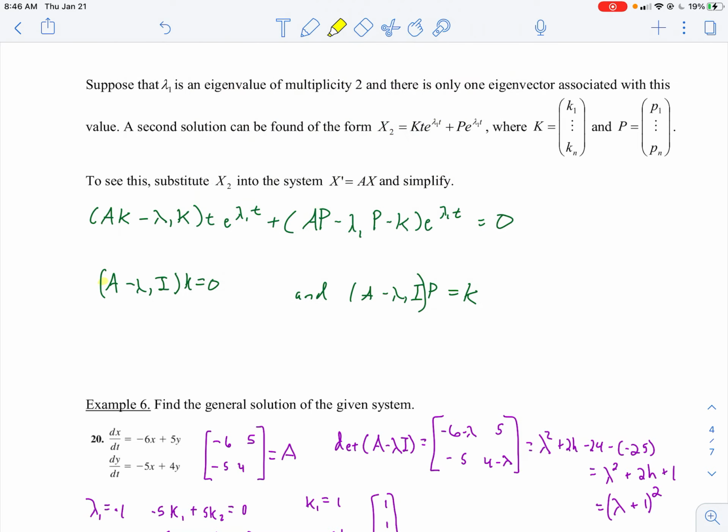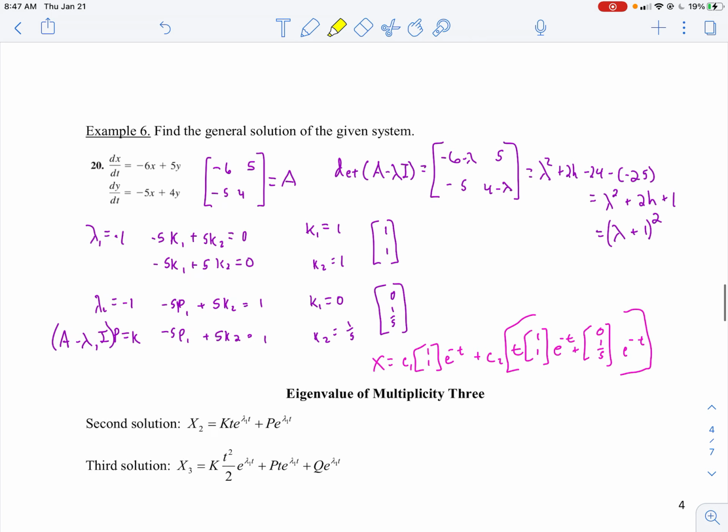You have A minus lambda, A minus the eigenvalue times the identity matrix, and then times k. This is how we have been solving for our eigenvectors. Now we're going to do it, but with a new eigenvector, which we're going to call p, and we're going to set that equal to our eigenvector k. That's the only thing new. We'll solve that, and we found our second eigenvector, and we're finished. So let's look at an example.